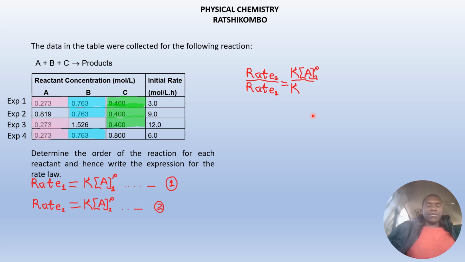So from there, we can substitute the values. If you check clearly, this A1 is the concentration of A for reaction 1, which is this one here. It's only this one because for experiment 1, we are referring to this line. And on this line, the concentration of A is only this one, because this one is the concentration of B, this one is for C, and this one is not a concentration, it's the initial rate. So the only concentration of A for experiment 1 is this one, which is 0.273.